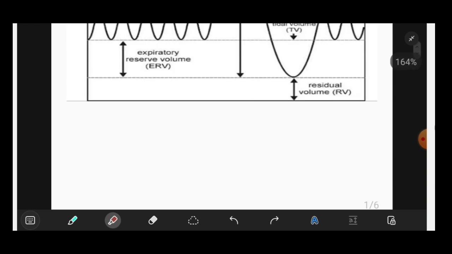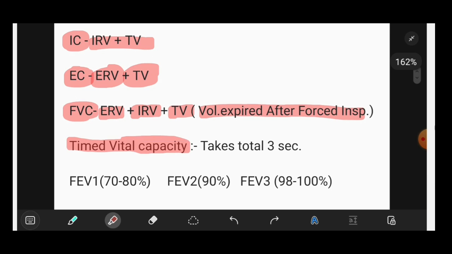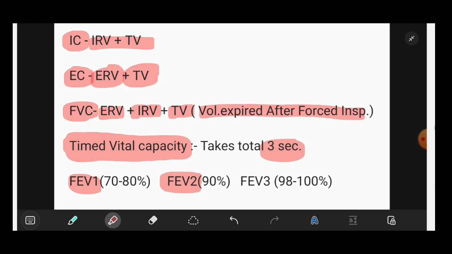Now next, what is timed vital capacity? You guys, this is very important. Timed vital capacity is the capacity which takes only a total of 3 seconds to take, and it is divided into FEV1, FEV2, FEV3.